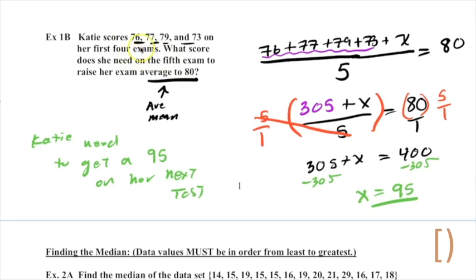We set up what we know. If we're finding the average, we add them all up, plus the one we don't know yet, divided by the total number of things we're adding up, 5, and 80 equals the mean we want.